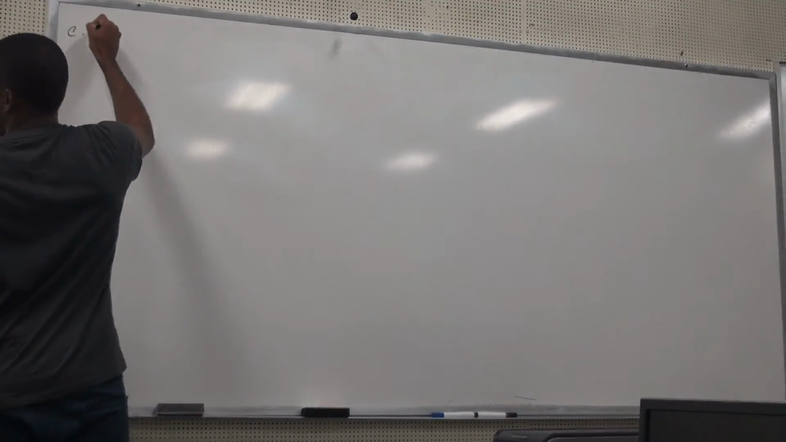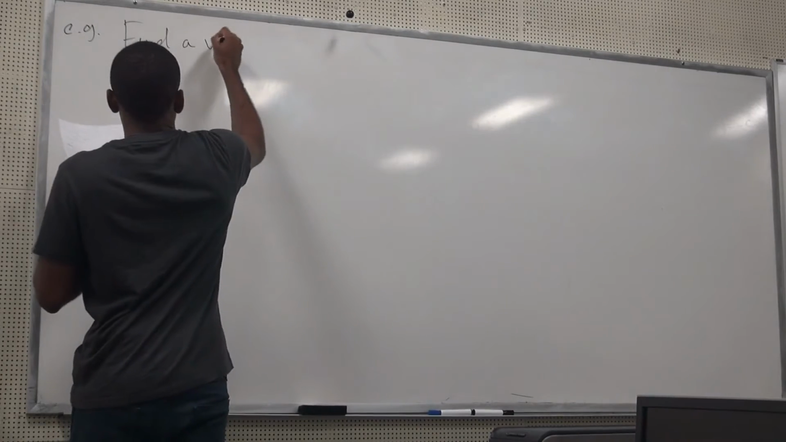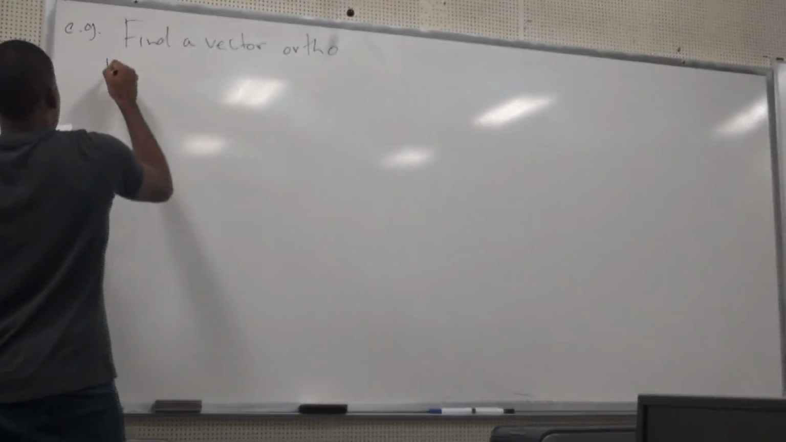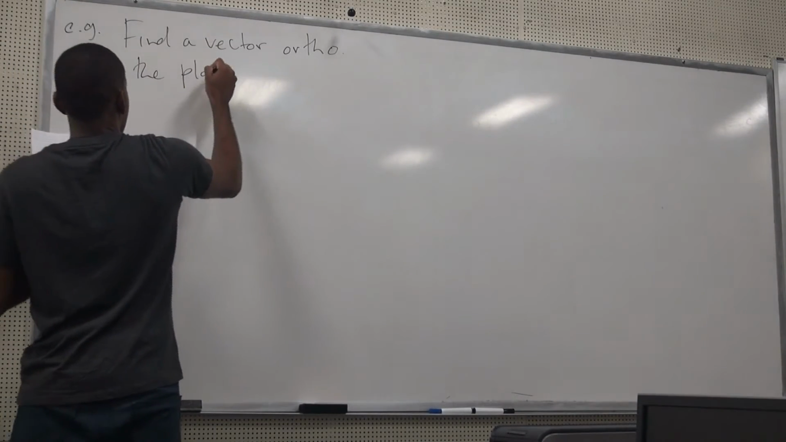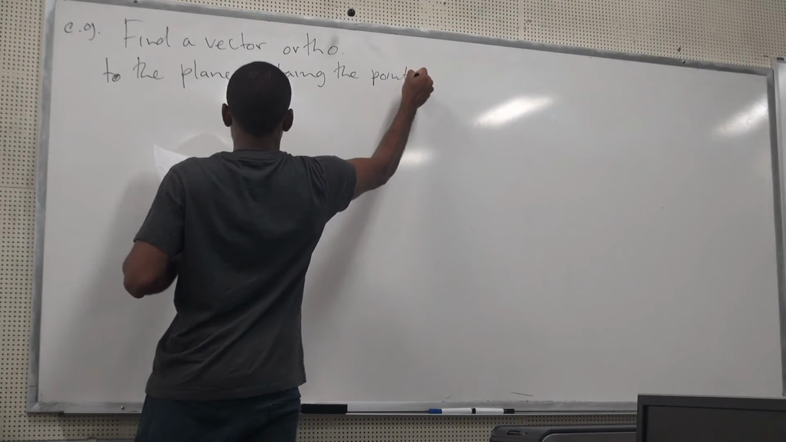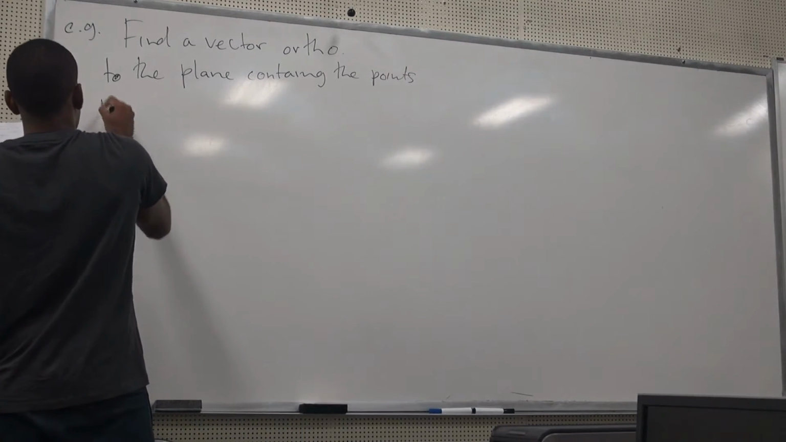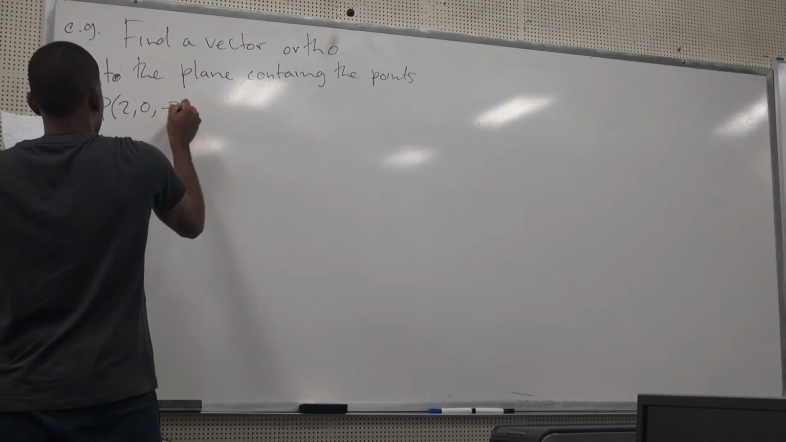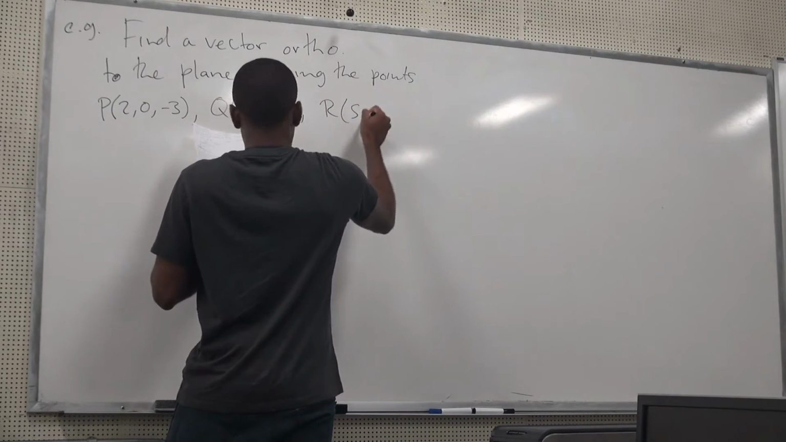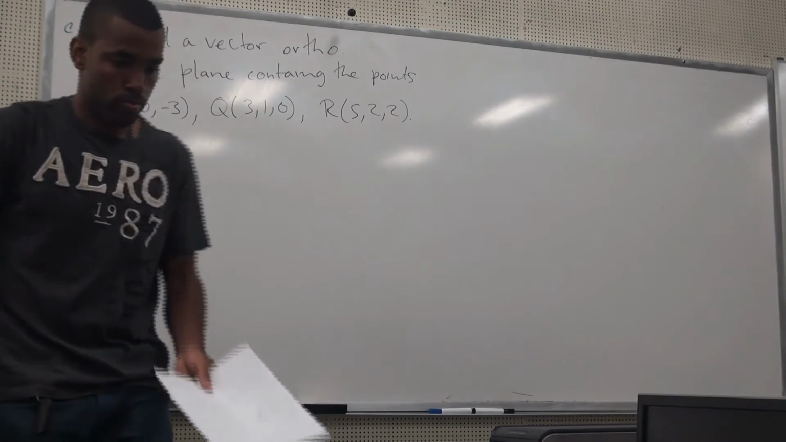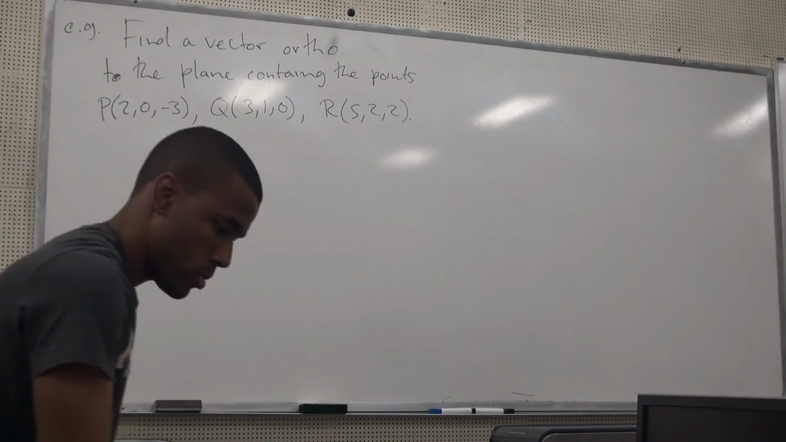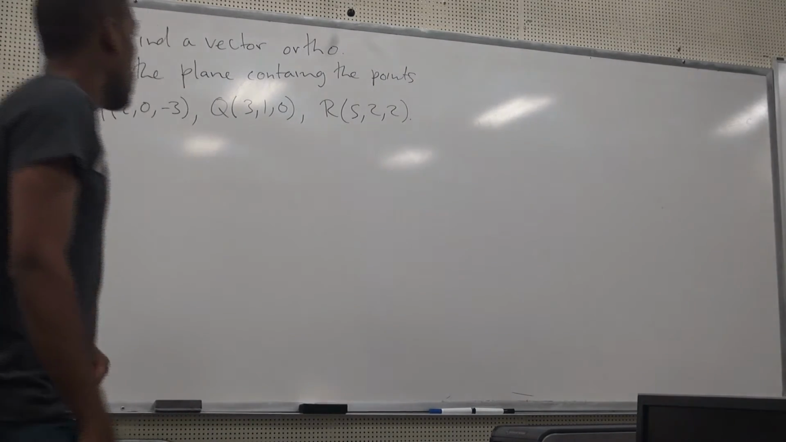Here's a problem. Find a vector orthogonal to the plane containing the points 2, 0, minus 3; 3, 1, 0; and 5, 2, 2. Ideas?